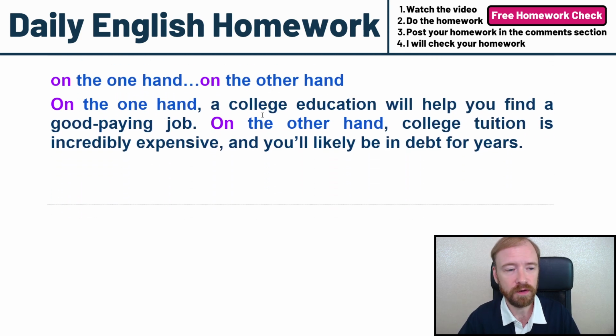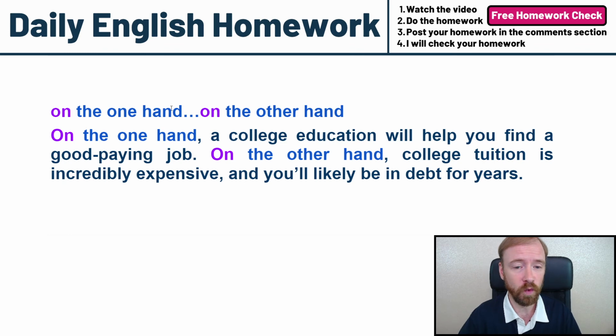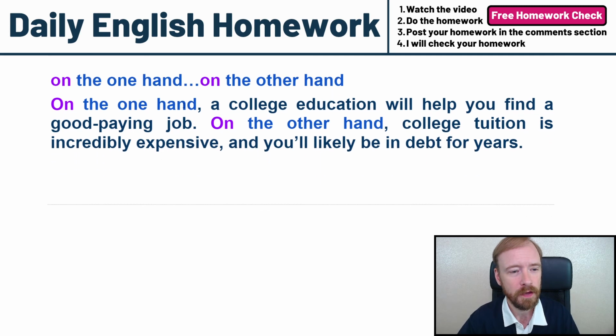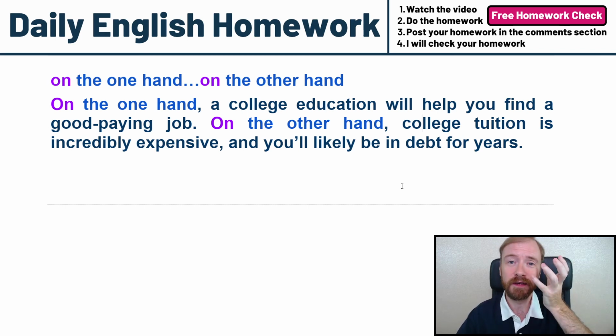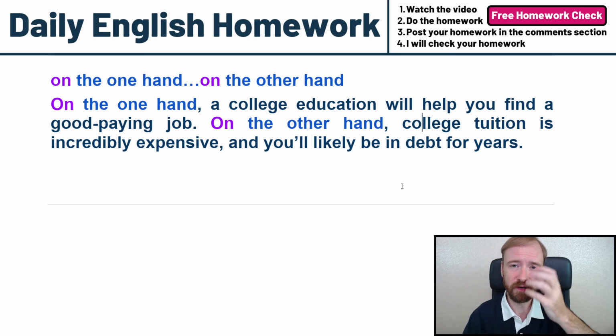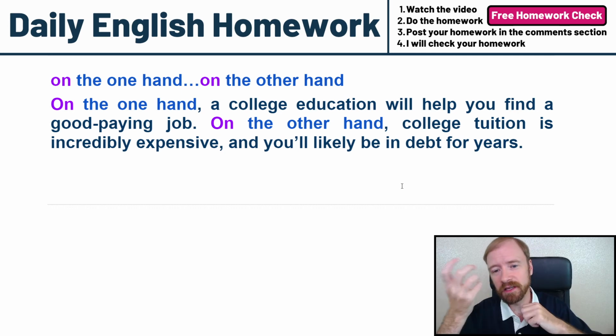And for especially writing, on the one hand, on the other hand. On the one hand, a college education will help you find a good paying job. On the other hand, college tuition is incredibly expensive and you'll likely be in debt for years. So on the one hand, we have this idea, but on the other hand, we have a kind of opposite idea. Or we have a good idea and a negative idea, a positive idea, a negative idea.